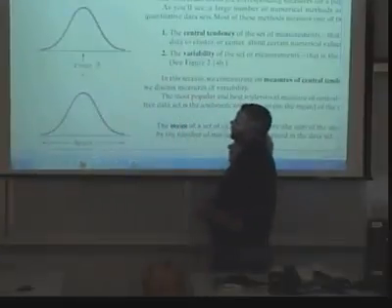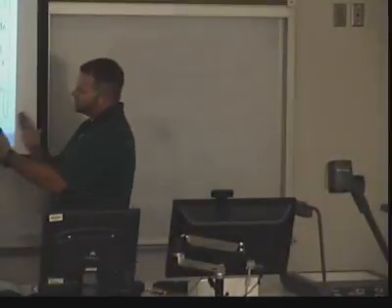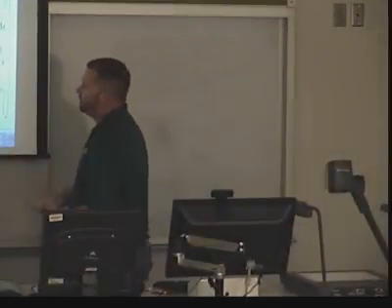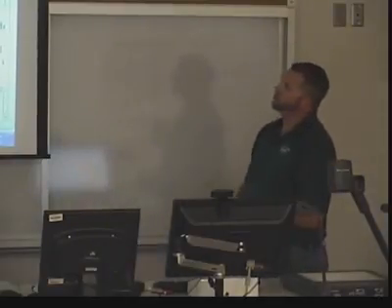So central tendency means locating the middle of the data set. And variability means what is the spread of the data set. Is it really close together? Is it compact? Or is it really spread apart? Right, so those are the two things we'll cover today.